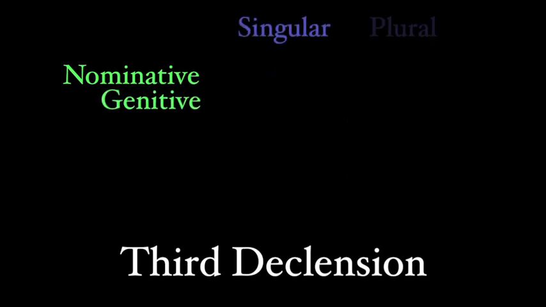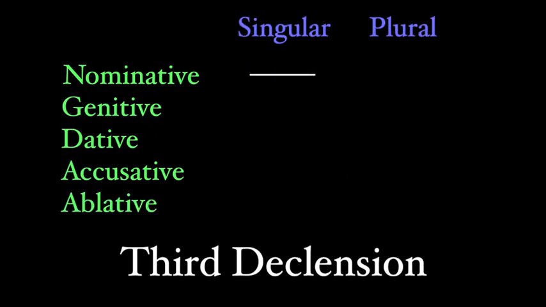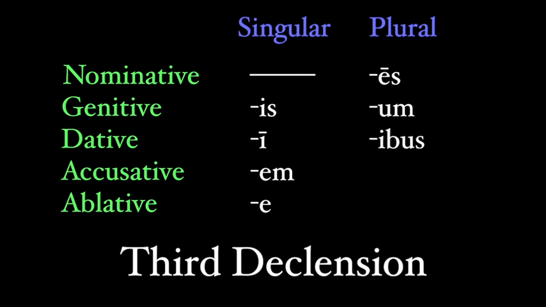The endings for the third declension are blank, which means it is what it is, and there's no real pattern for the nominative singular. Then -is, -i, -em, -e, and in the plural, -es, -ium, -ibus, -es, -ibus. The blank in the nominative singular seems to always cause problems.